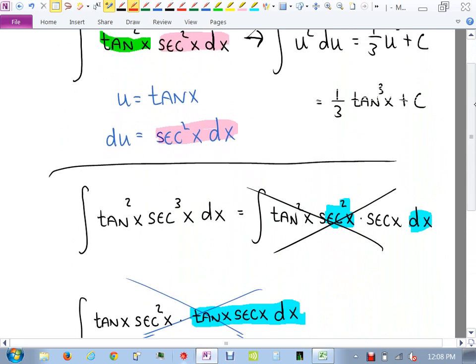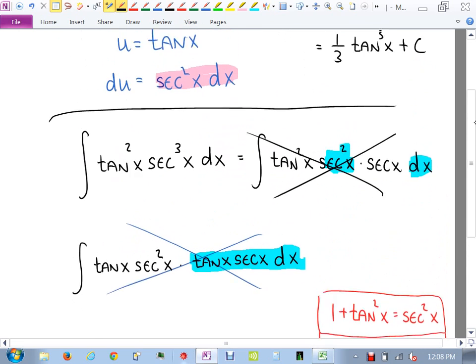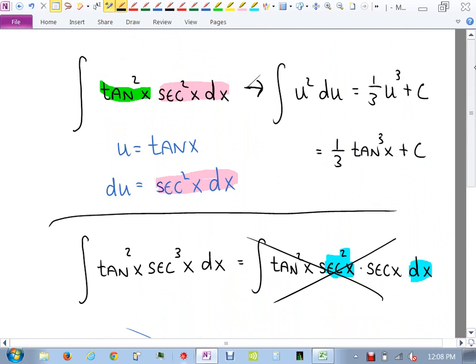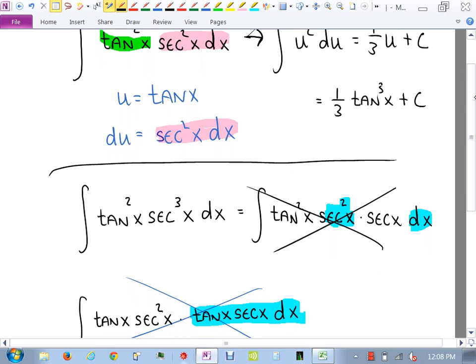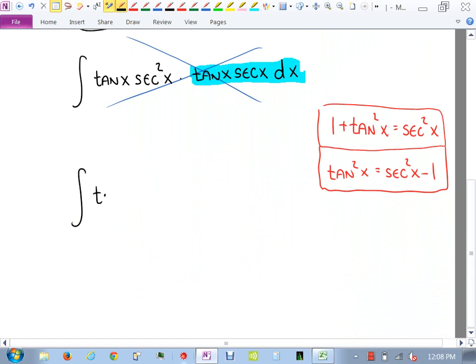Where is it? I'm going to rewrite it. Yeah, let me rewrite the problem. Wait a minute. Hold on a second. What was the original problem? Oh, tan squared. Hold on. Where did we get this from? Oh, wait, that was this one. Okay, this is the problem right here, right? This is the one we're looking at. We have 3 secants. So tangent squared x secant cubed x dx.